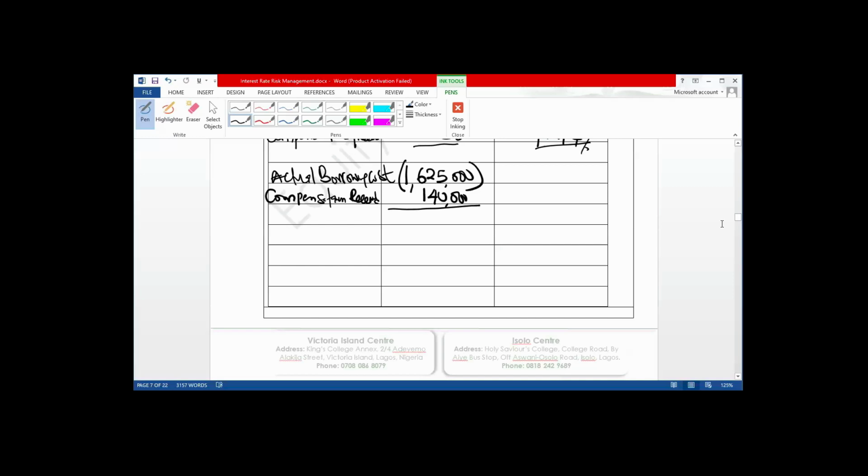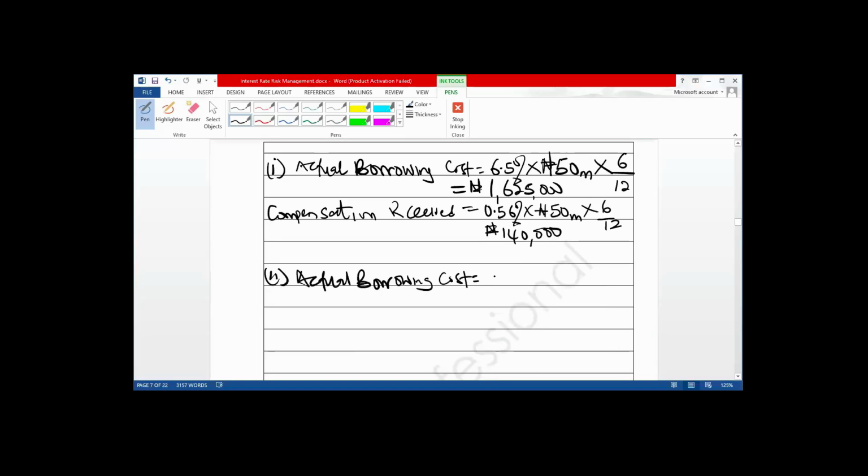Actual borrowing cost. The examiner says 4.5% for 50 million for 6 months. What is the actual interest paid? Actual borrowing cost.